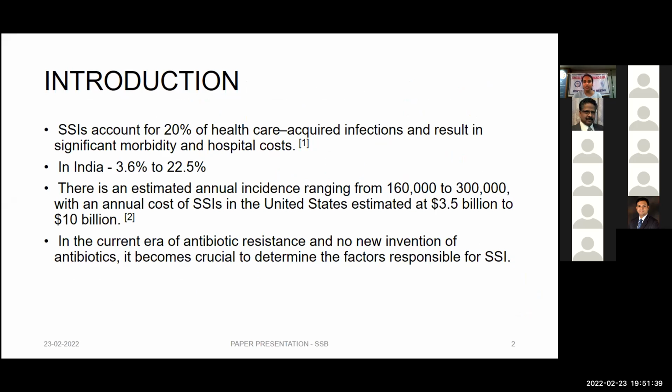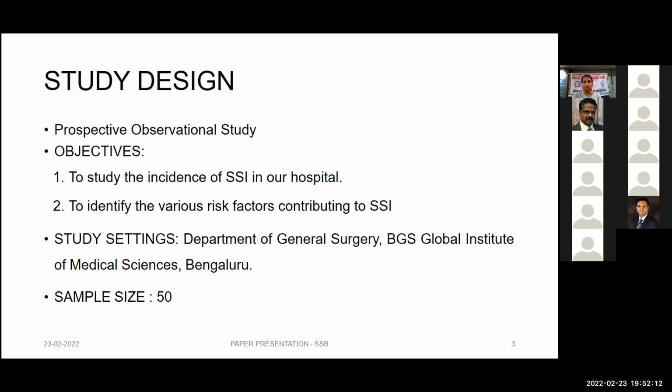In India, the incidence varies from 3.6 to 22.5%. There is an estimated annual incidence ranging from 1,60,000 to 2 lakhs, with an annual cost of surgical site infections in the United States estimated to be somewhere from $3 lakh to 10 billion. In the current era of antibiotic resistance, with no new invention of any antibiotics, it becomes crucial to determine the factors responsible for the surgical site infection.